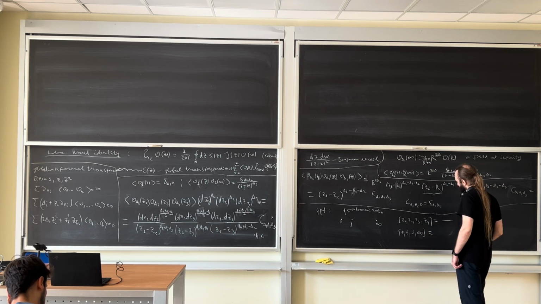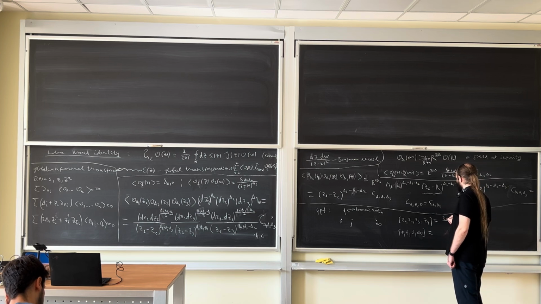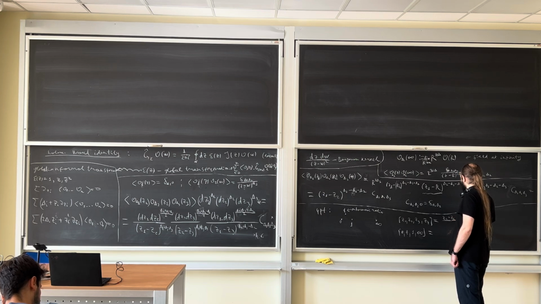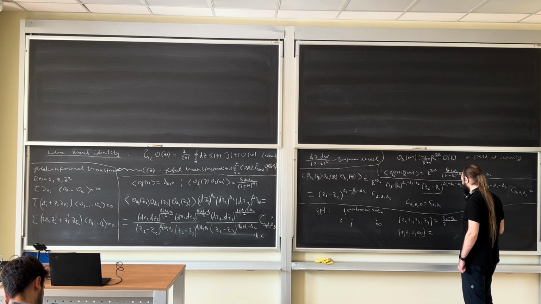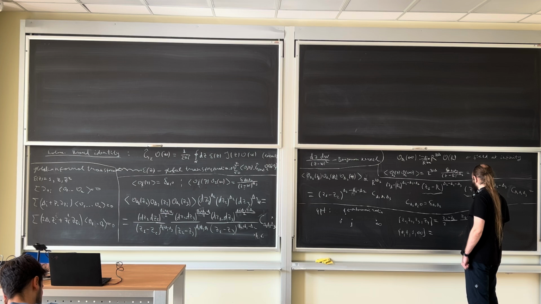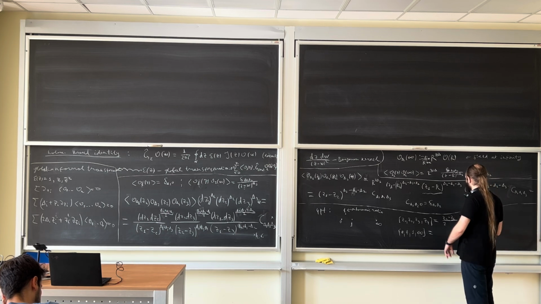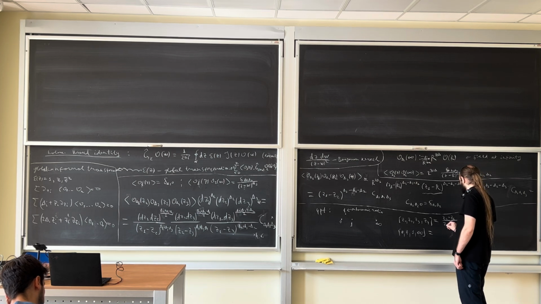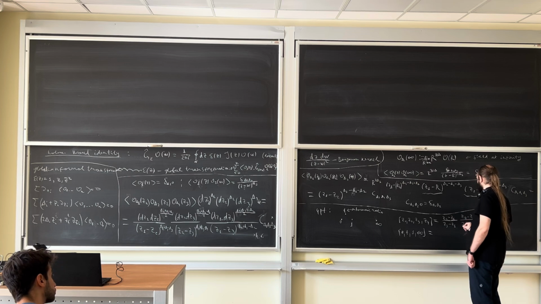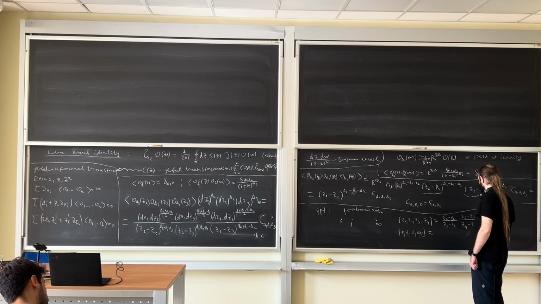So there's something like z2 minus z1 times z4 minus z3 in the numerator, and in the denominator we should swap two of these coordinates: z3 minus z1 times z4 minus z2.